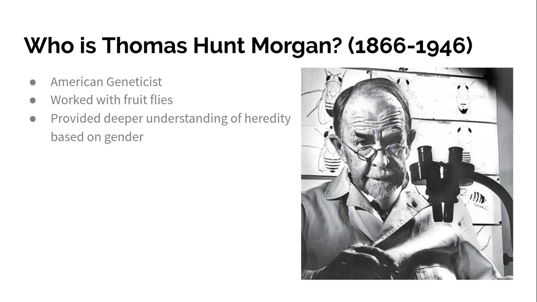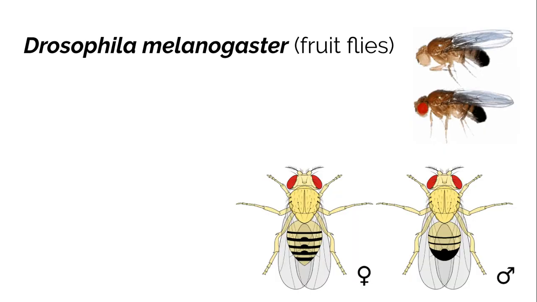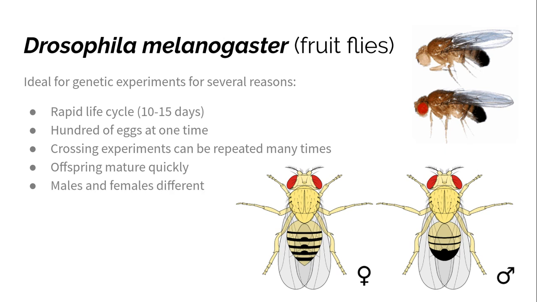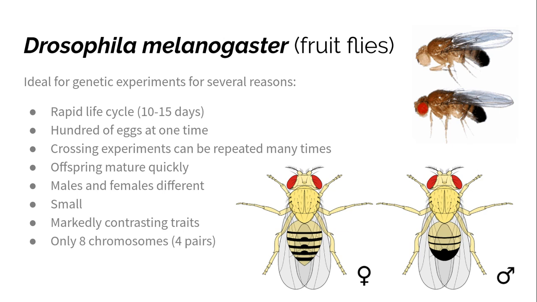And the reason he did that is because, luckily enough, he used fruit flies, which, again, are the bane of my existence. If you learn about fruit flies, you will learn that they only live about 10 to 15 days. They can produce tons and tons of eggs. They're really easy to breed. Offspring mature super quick because they don't live very long. But males and females are very, very different. They're also very small. They are very different looking in traits, and they only have 4 pairs of chromosomes. Okay, so 8 chromosomes altogether.